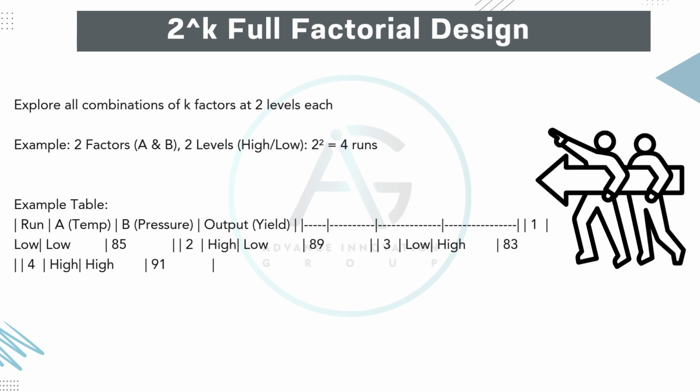By testing all combinations, a full factorial design lets us study not just the individual effects of each factor, but also their interaction effects, which is extremely valuable for optimization and deeper insight. This method is powerful, especially in the early stages of process development or troubleshooting, as it provides a complete picture of how factors influence the response.